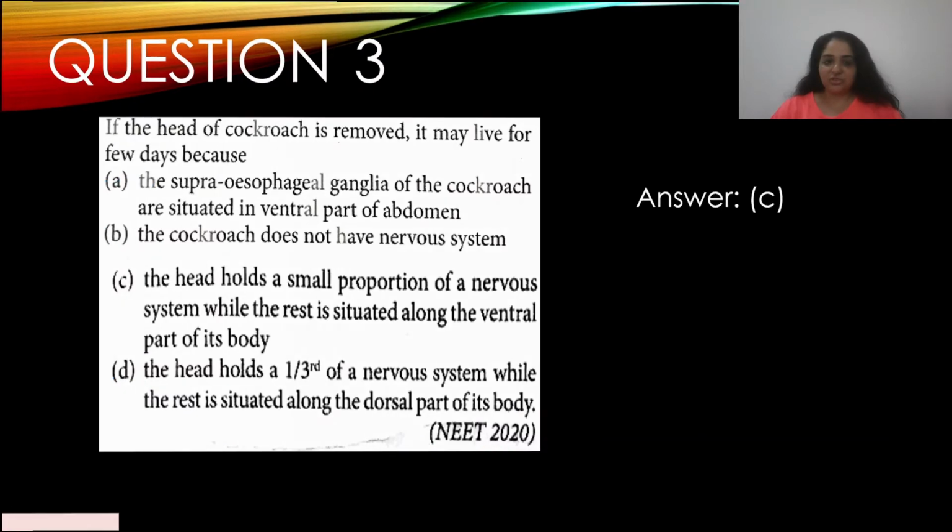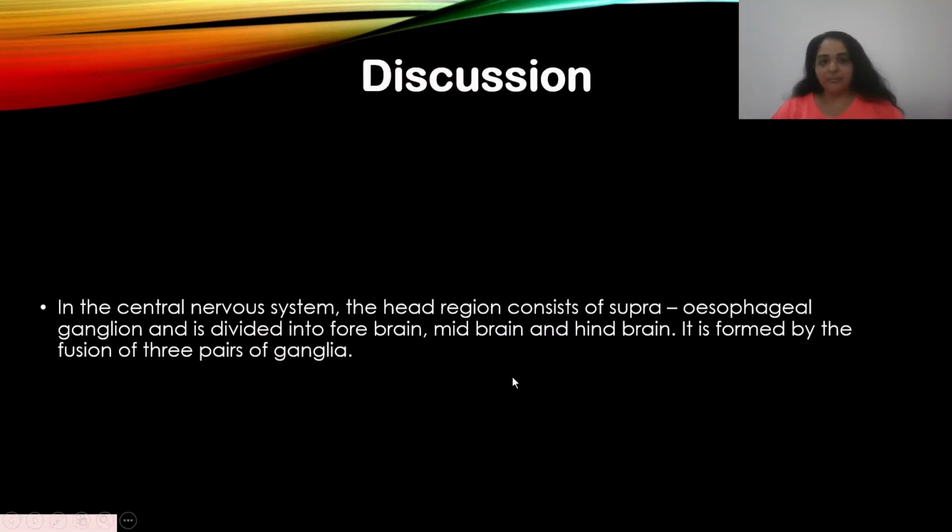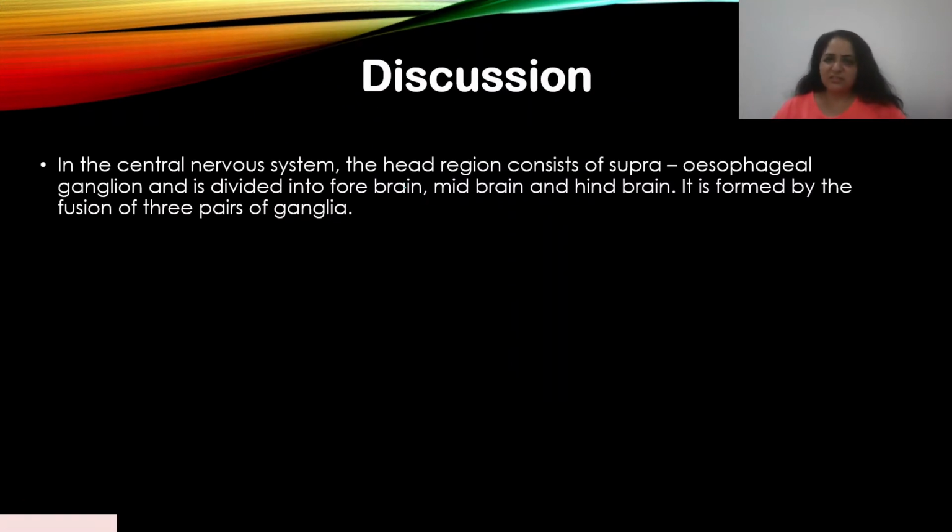Let's go to the discussion. So now let's understand the CNS, the central nervous system of the cockroach, a little bit in detail, so that we understand what they mean. Why is it that the head part only contains a small part and the rest is present on the ventral nerve cord, the ventral part of the cockroach.